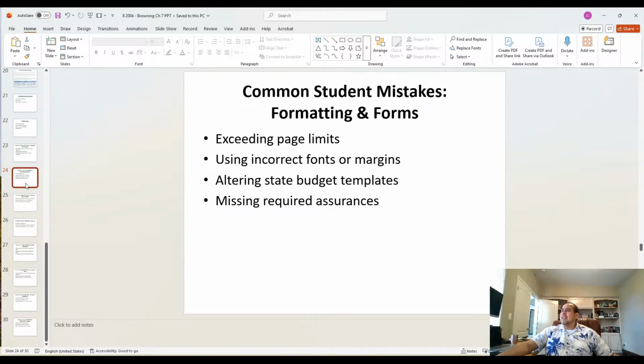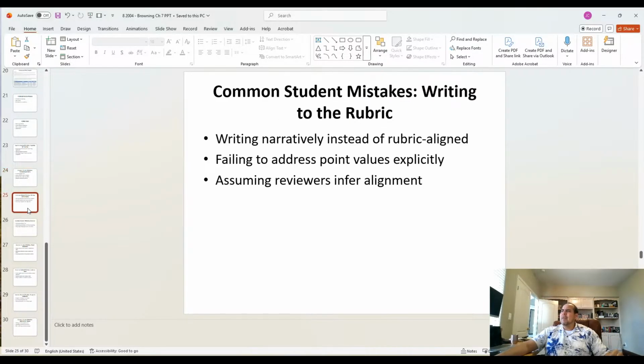Okay. Mistakes in form and formatting: exceeding the page limit, using incorrect fonts or margins. Sometimes they tell you that you can only use this or that font. They give you only one or two choices. Altering state budget templates. Usually the boxes are locked, right? When you add a number, it self-calculates for the total. Don't be messing with and overwriting the way that they've programmed those templates. They do it for a reason. Okay. And then also missing required assurances, or a particular signature of one type or another.